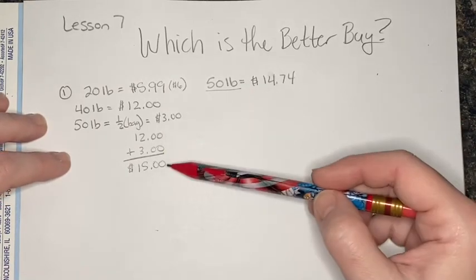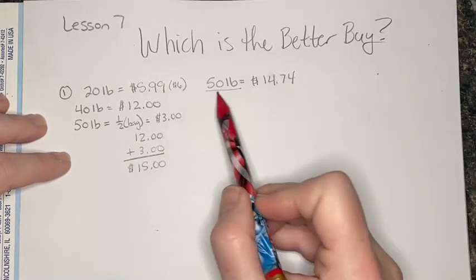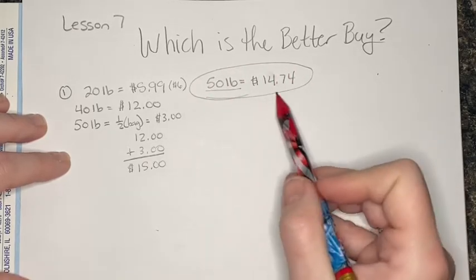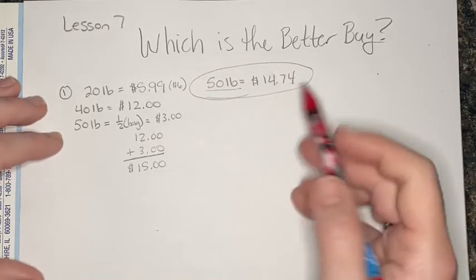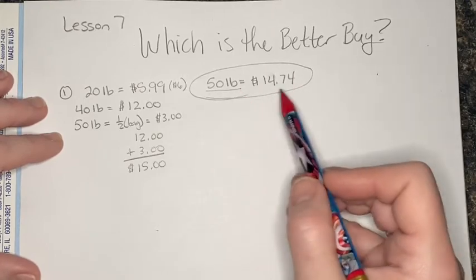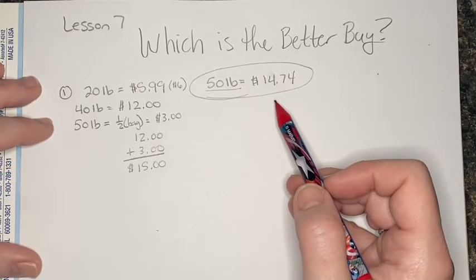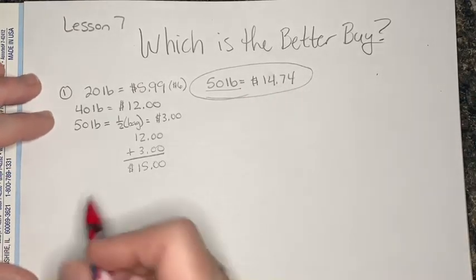So which is the better price? Well, the better price is the 50-pound bag because it's only $14.74. Now, it's not that much cheaper, but it's still the better price in this scenario. Let's take a look at number 2.